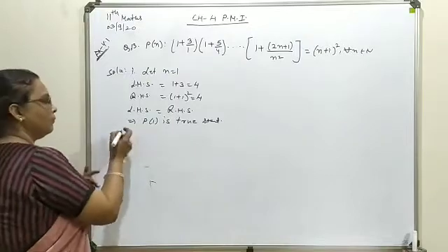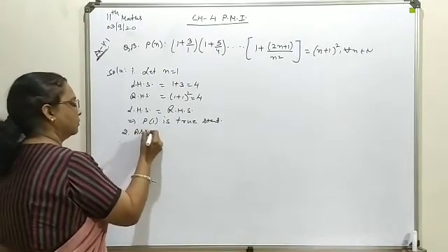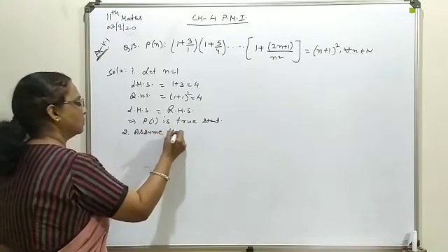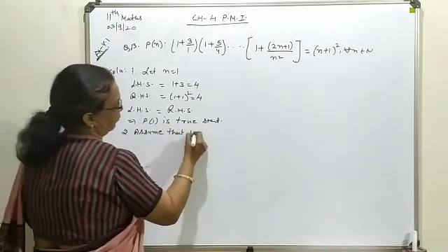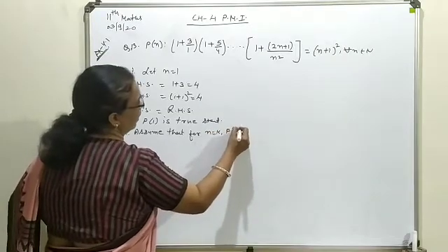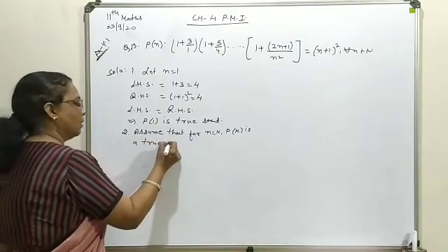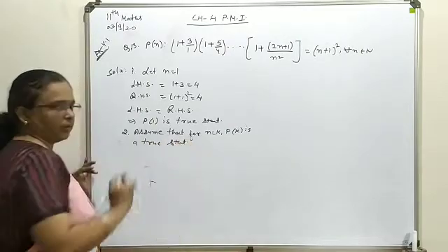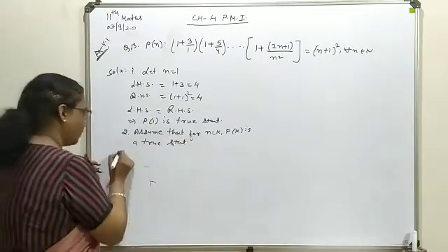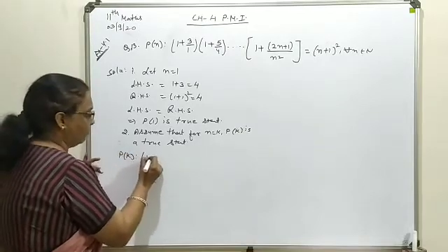Now second step, assume that for n is equal to k, P(k) is a true statement. Here it is P(k). With the product form we will write the terms.